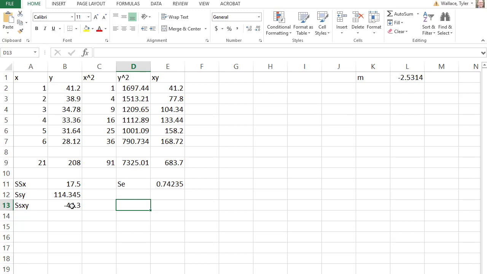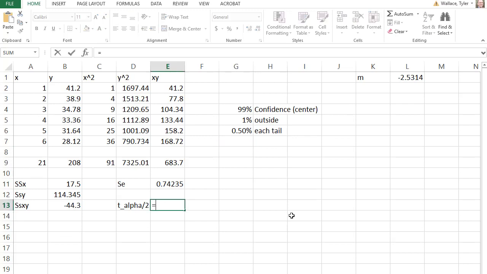The other piece that we need before we can find the error is we need to figure out what the t sub alpha over 2 is. Remember, we wanted a 99% confidence interval. That's the center of the graph, which means 1% is on the outside and 0.5% is in each tail. So when we do our t alpha over 2, we'll say equals t dot inverse. The probability in that tail is 0.005. That's 0.5% as a decimal. And the degrees of freedom are, with regression, 2 less than the sample size. The sample size was 6, so the degrees of freedom are 4.